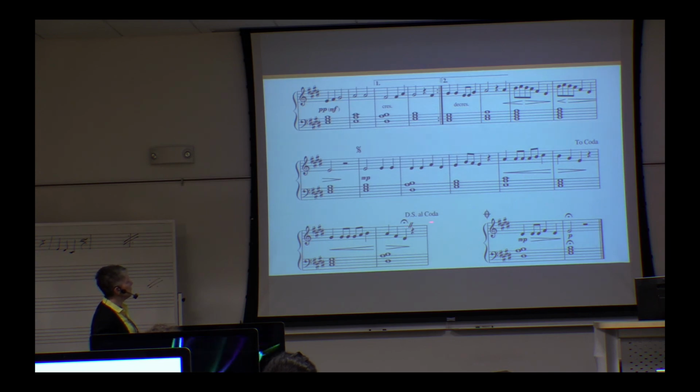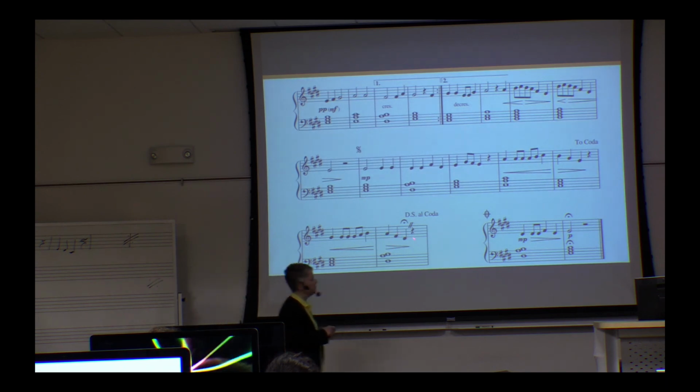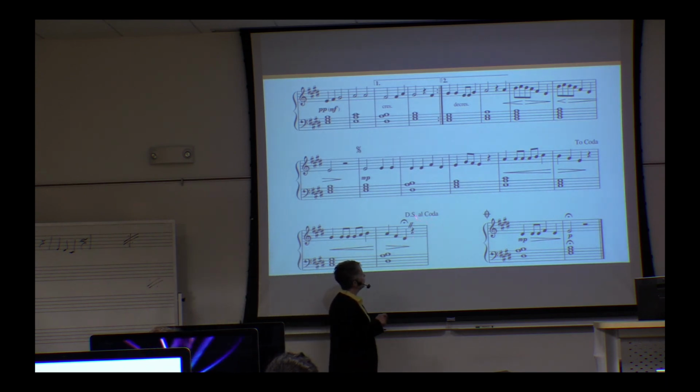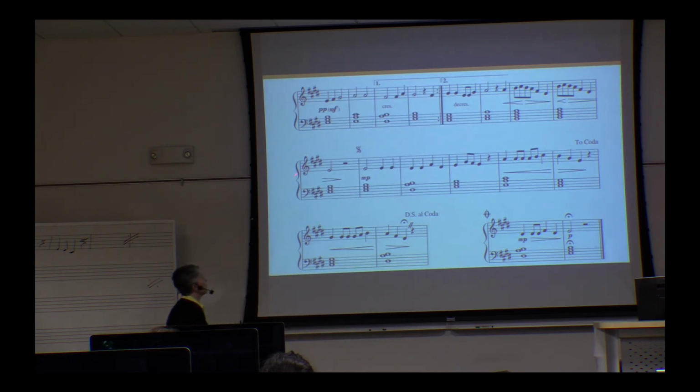Dal segno al coda. That means go from the sign, dal segno, from the sign, to the coda. So from here, where am I going? What measure is that? Second line, second bar. Correct. Second line, or you could even call it a system because there is more than one staff. Second line, second system, second measure.